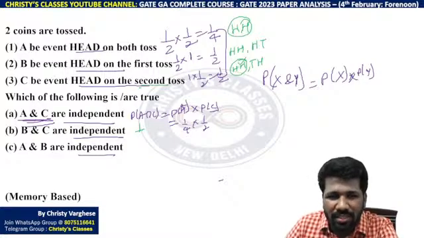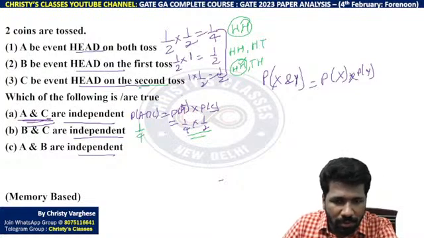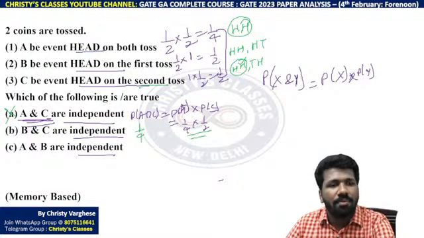Now, are you all understanding this? 1 out of 4 possibility. So 1/4. So 1/4 is not equal to 1/4 into 1/2. This is how you can mathematically interpret it. So option A is wrong. A and C are independent is wrong.